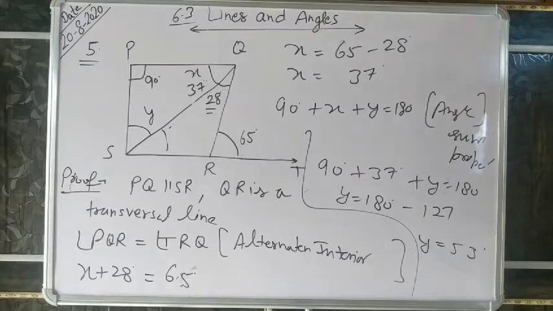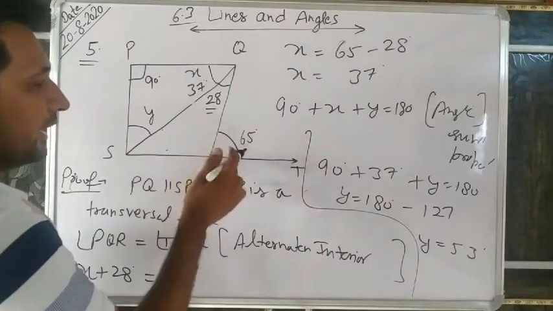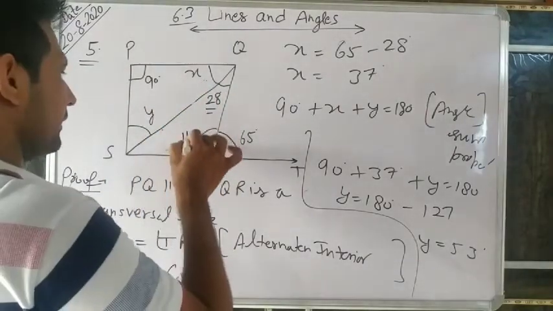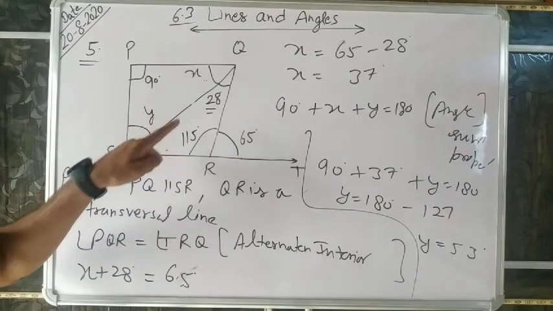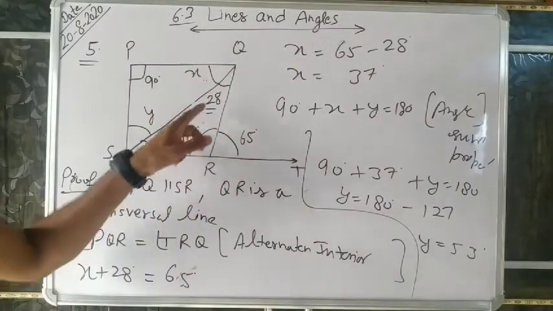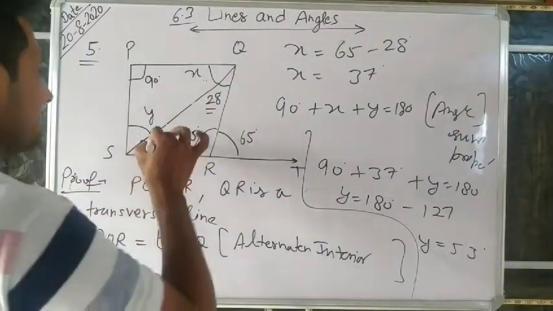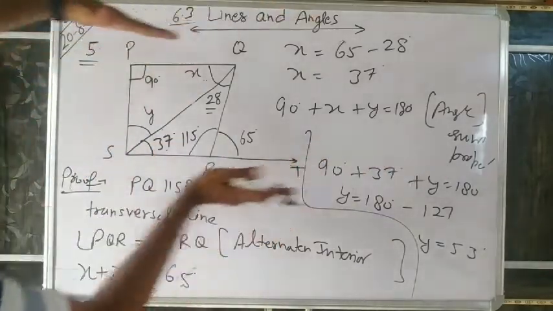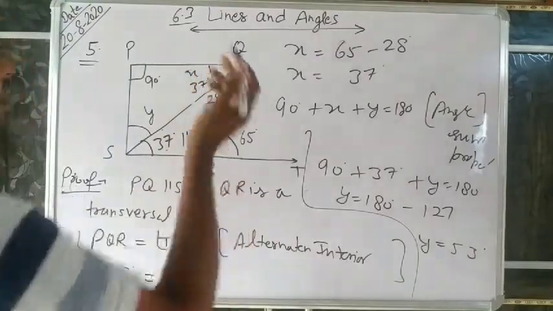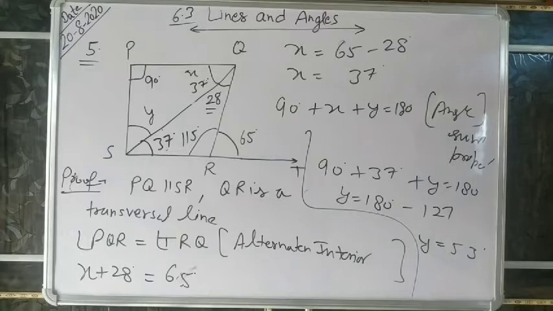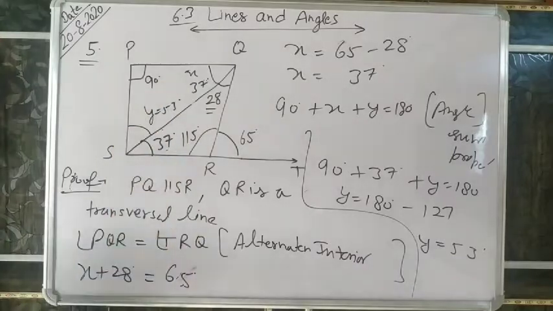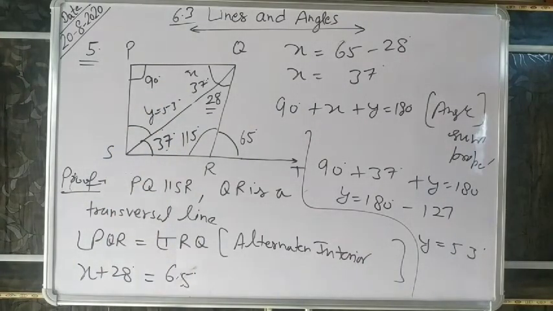You can find it by any method. Suppose we know this angle is 65. It is a straight line, so this angle is 115. And we have 28, and the third angle in the triangle SRQ: 115 plus 28 is 143, so it is 37. And we know these two are parallel lines, it is a transversal, so it is also 37, which we already have. Do you understand? And it is again 50. So any method you can use, whichever one you are comfortable with.